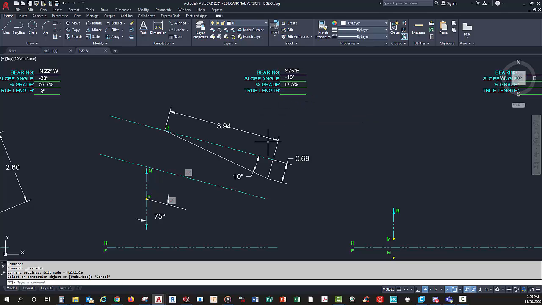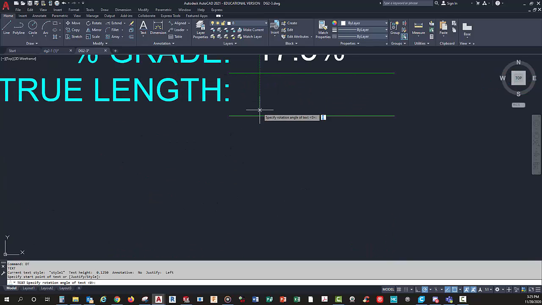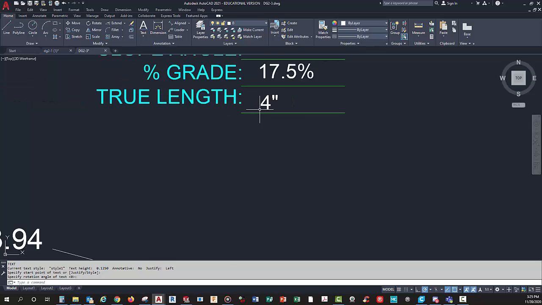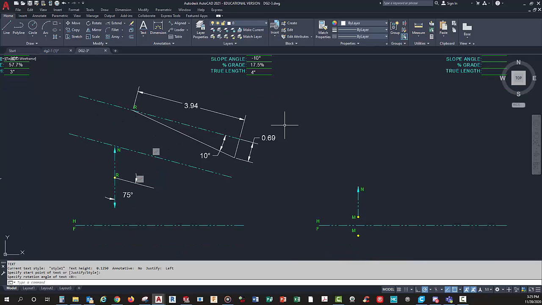All right, and true length. True length was 4, right? So we can figure that out. You can go up here, you can click on measure, you can do a distance, and you can go and 4. There we go. Okay, and then so dt for dtext, click starting point, enter, and 4 inches. All right, there we go. So that answers that question.